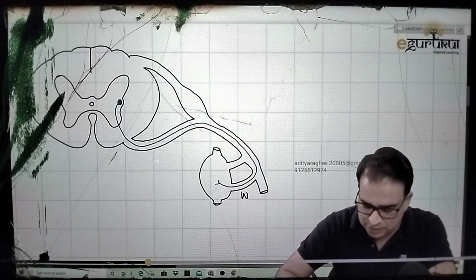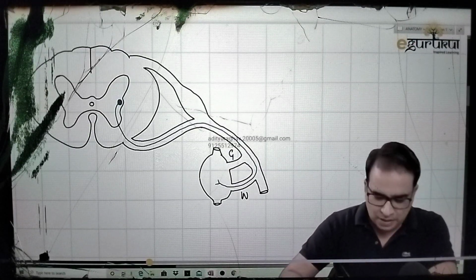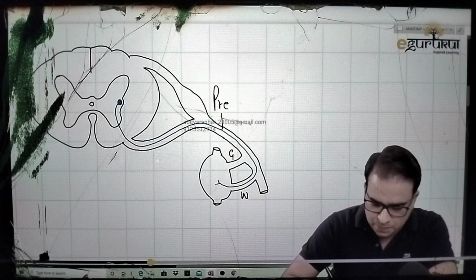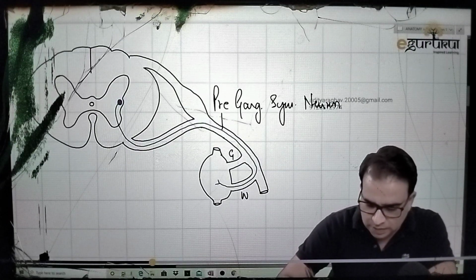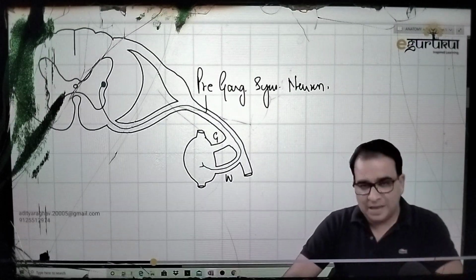Let me just write in short here. This is W, that is white ramus, and this is G, that is gray ramus communicans. So what you're looking at here is the preganglionic sympathetic neuron, which is coming and relaying into this sympathetic chain.